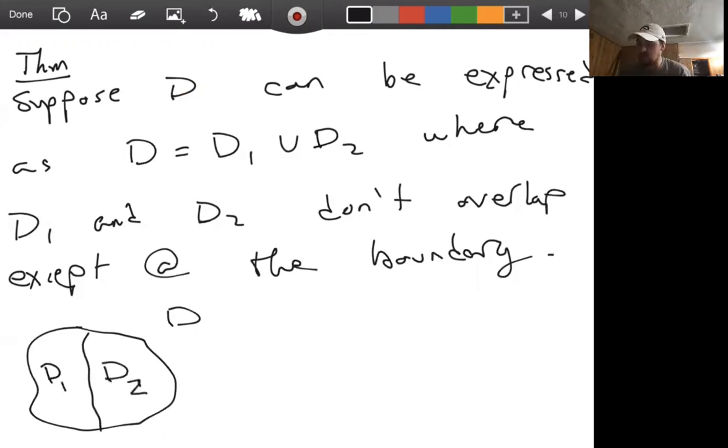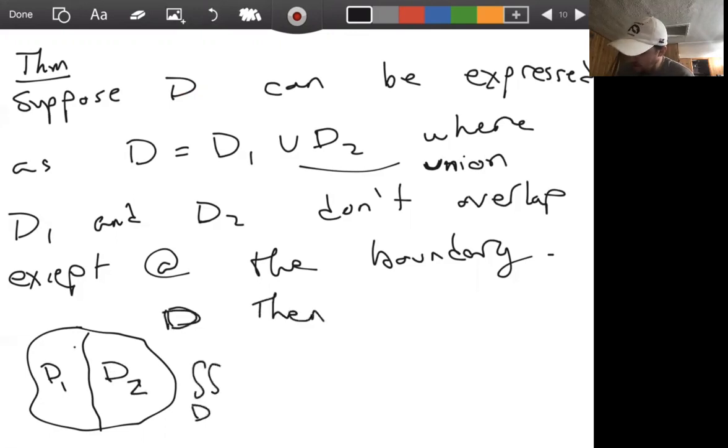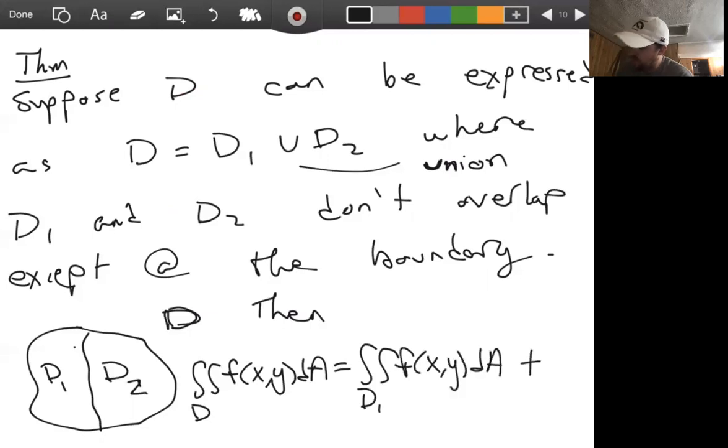And so we write that this is, if you haven't seen this symbol, this cup means union, right? And it's basically set addition. It means you take this set plus this set. So here, if you have something like this, then the double integral over D of a function is the same as the double integral over D1 of this function plus the double integral over D2 of this function.